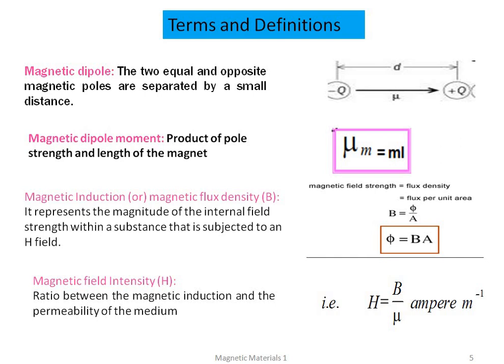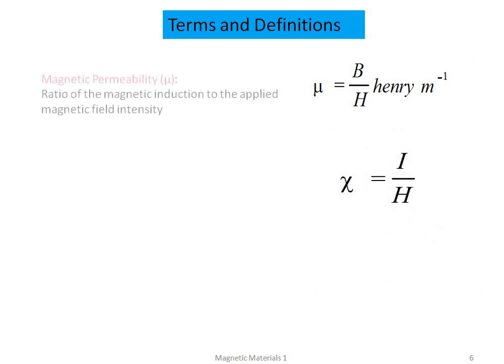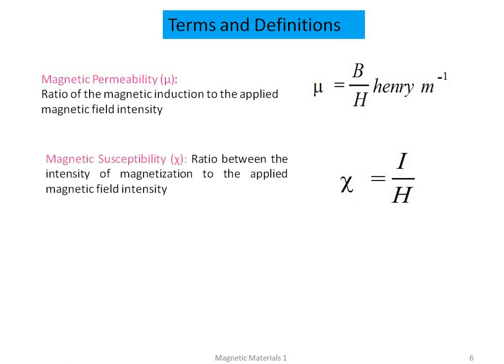So magnetic induction B is directly proportional to H. We can write B equal to mu H, where mu is called the proportionality constant or magnetic permeability. So magnetic permeability can be expressed as mu equal to B by H. It is the ratio of the magnetic induction to the applied magnetic field intensity.